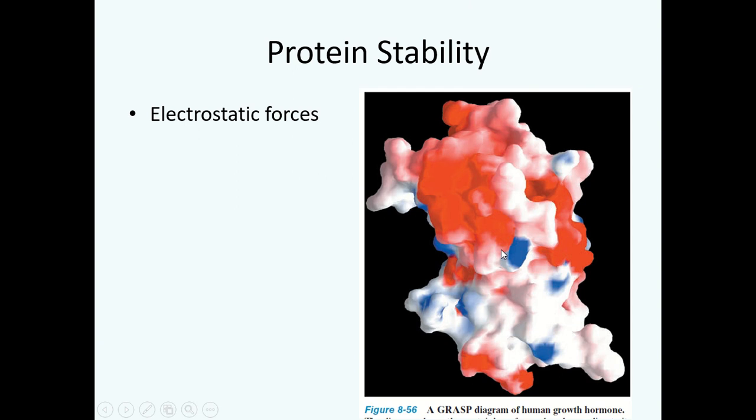Now we are going to quickly look at some of the important factors which affect protein stability and therefore its folding into the three-dimensional structure. One such important force is the electrostatic interaction. This diagram is representing the surface of a protein, and the charged amino acids are represented in red and blue color. So you can see that the surface of the protein mainly contains the charged amino acids.